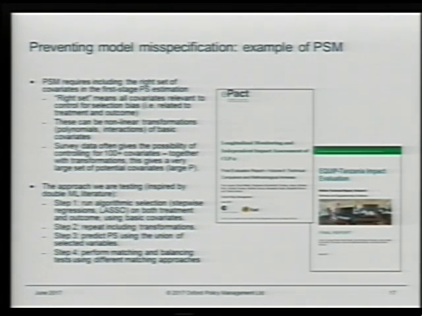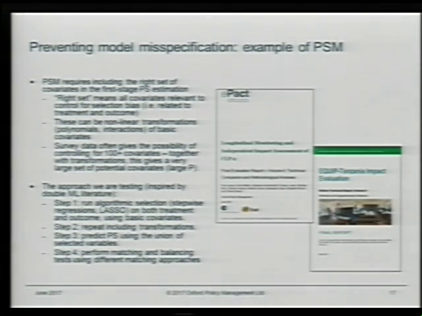As I said before, propensity score matching is one of the methods used very often that relies on the unconfoundedness assumption. And again, what that means is that you need to control for the right set of variables that are driving selection bias.